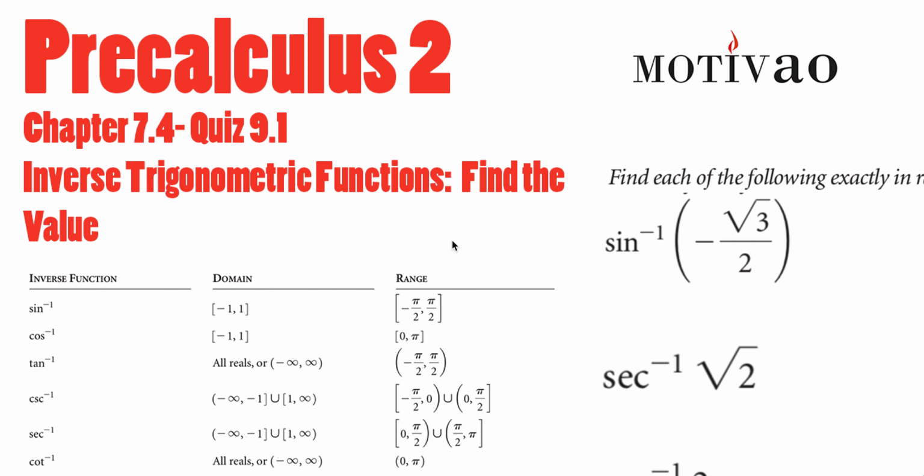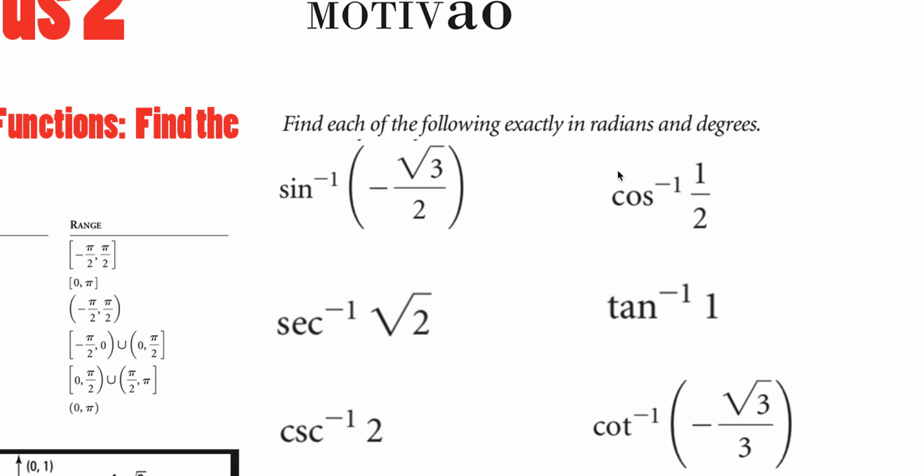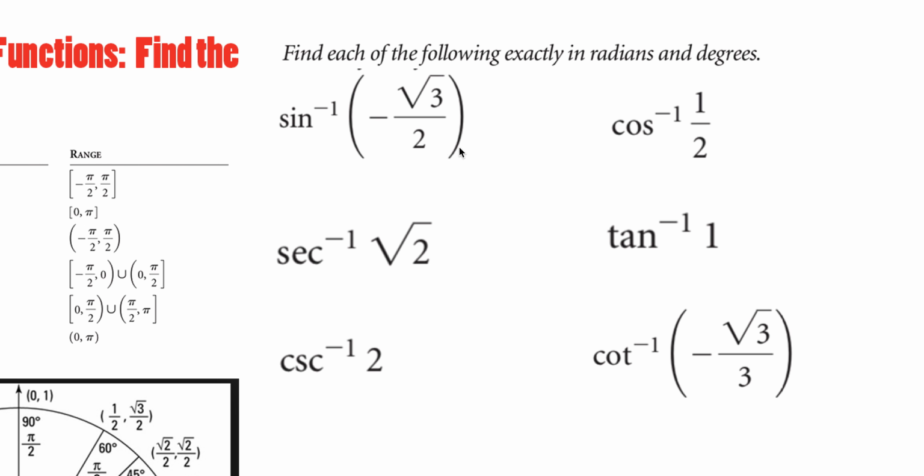In this video, we're going to find the inverse trigonometric functions. We're going to use them to find the exact values. Okay, so these are the instructions. Find each of the following exactly in radians and degrees. Obviously, I chose one of each. Okay, it's just good to know how to do all of them.